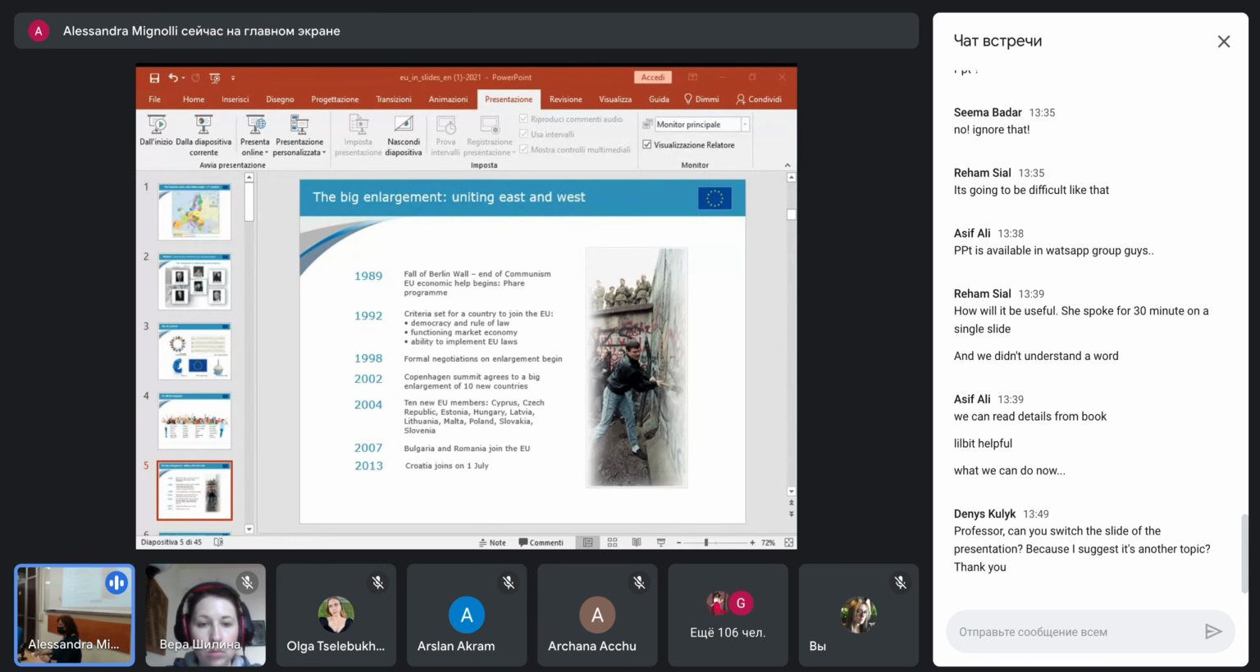So, where are we? Okay, we're almost finished. I want to arrive to the enlargement. So, the decision was taken for all these many reasons.